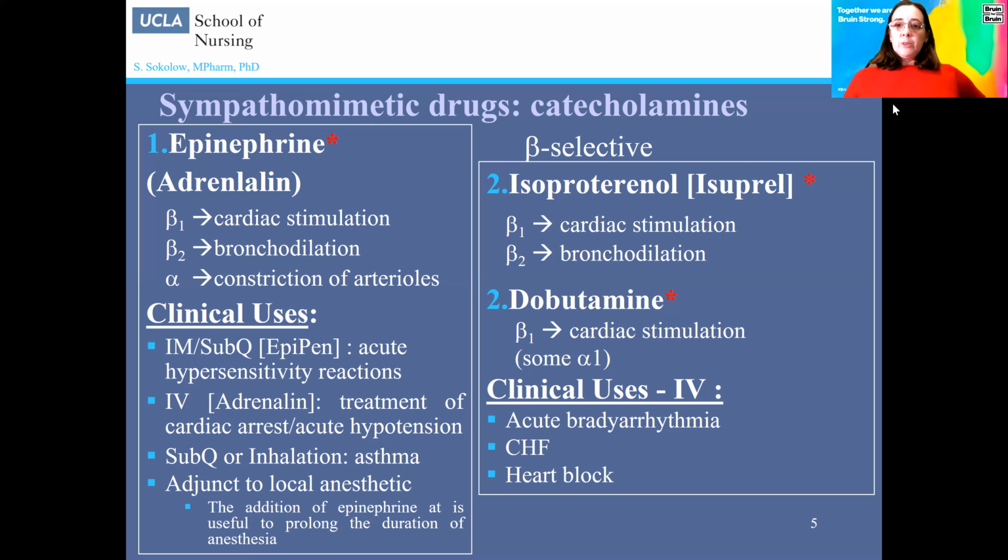Now you have the beta-selective drugs. Some catecholamines mimic the effect of epinephrine on certain types of receptors. Isoproterenol is selective for beta-1 and beta-2 receptors. Beta-1, again, will stimulate the heart, and beta-2 causes bronchodilation. Dobutamine is selective for the beta-1 receptor, which is good if you want just the cardiac effect. It will cause cardiac stimulation.